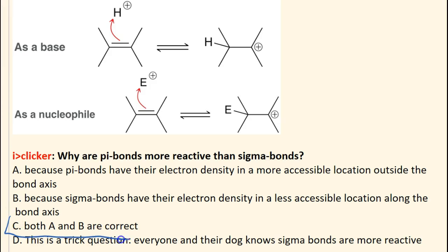The answer is C. The fact that the electron density in a pi bond is located outside the bond axis makes it less stable, better able to act as either a nucleophile or a base. And whether it's acting as a nucleophile or a base depends on what reagent you choose.